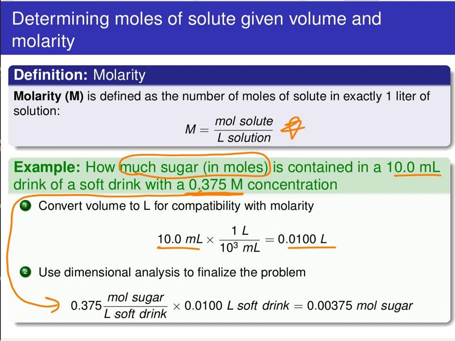And then once you break apart those units, it becomes clear to see that if we take a mole per liter, multiply by liters, well, liters of soft drink cancels out, and we are left in units of moles of sugar.